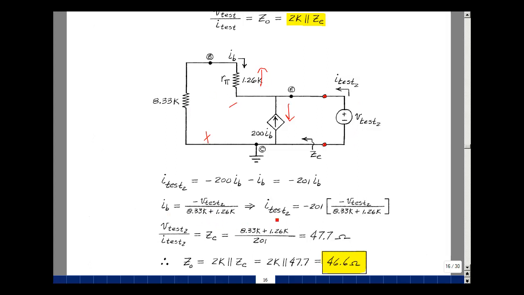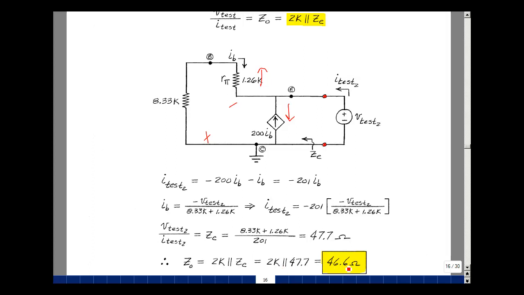I can solve for I test 2 now. It's equal to minus 200 I sub B, but I sub B is equal to minus V test 2 divided by 8.33K plus 1.26K. V test 2 divided by I test 2 would be bringing this term over here and then bringing this in the denominator. The two minus signs cancel. We see that the value is 47.7 ohms. We're really dividing by beta F plus 1 the total resistance that's here. And that's one of the characteristics of looking into the emitter, and that's how the controlled source is affecting the equivalent resistance. The overall resistance is that in parallel with 2K, which doesn't change it very much.